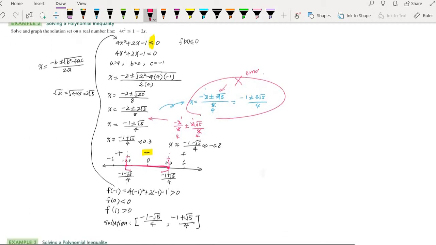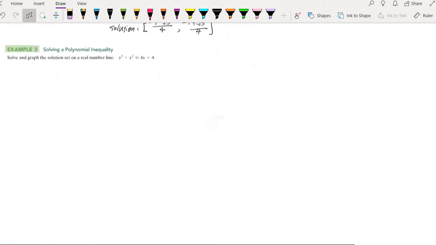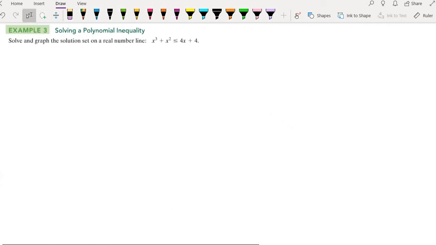All right, let's go ahead and look at the next one. This is our last example. So here we have x to the third power plus x squared less than or equal to 4x plus 4. Again, the process is similar.